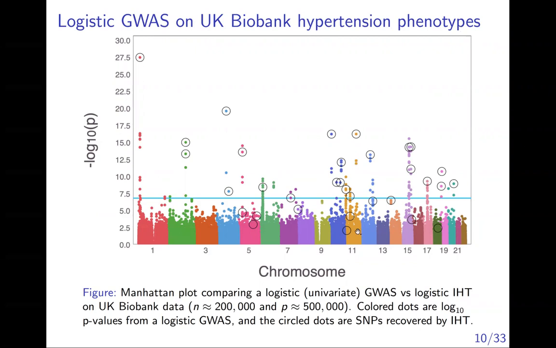Then here, the hypertension is the binary outcome? Yeah, we measure the systolic and diastolic blood pressure, and then we can categorize samples into whether they have hypertension or not. It's just to illustrate we can do logistic GWAS.